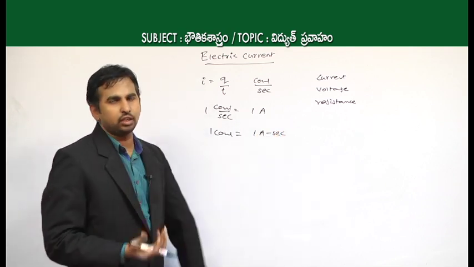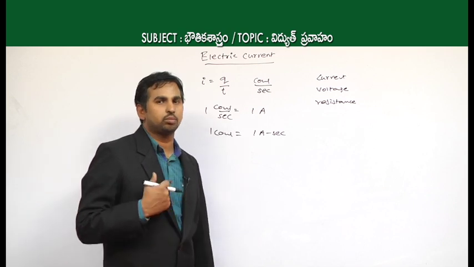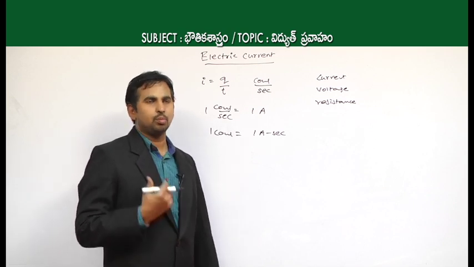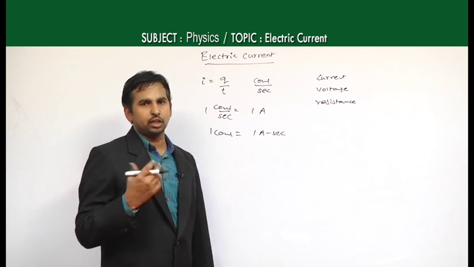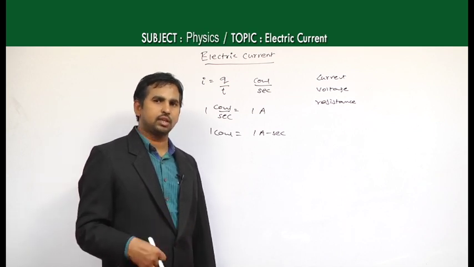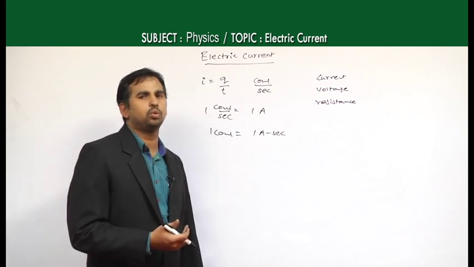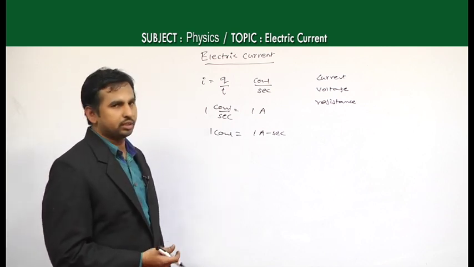So, depending on the units, sometimes they are asking questions about how the units of current vary. Current we can write as coulomb per second, or we can also write that as ampere.